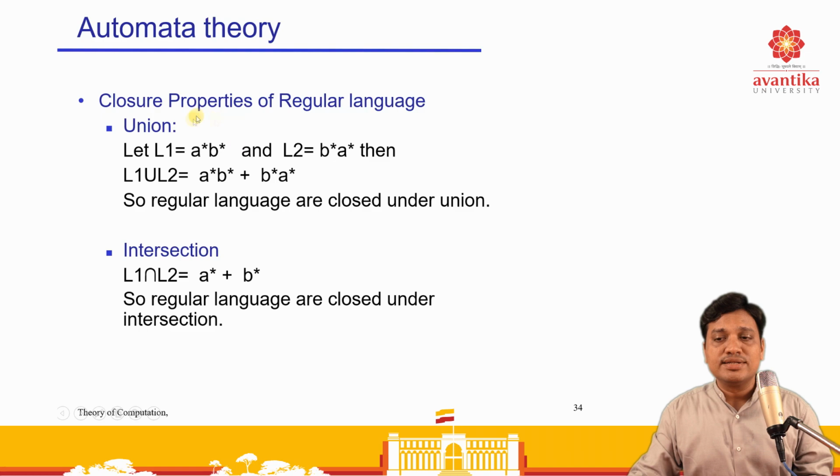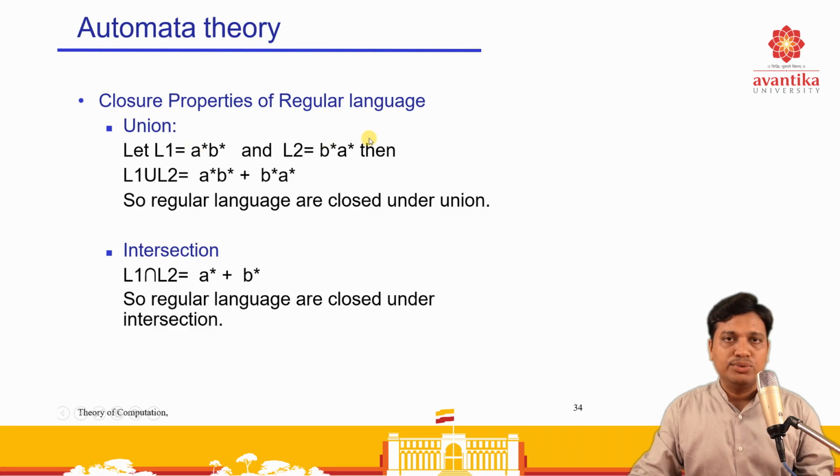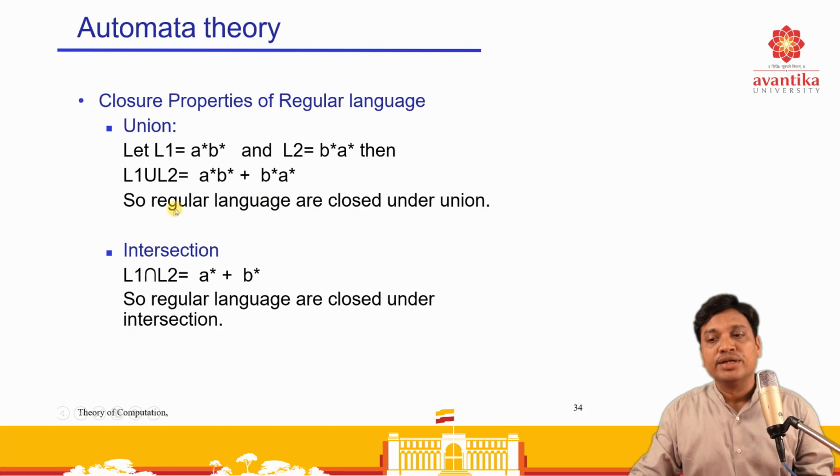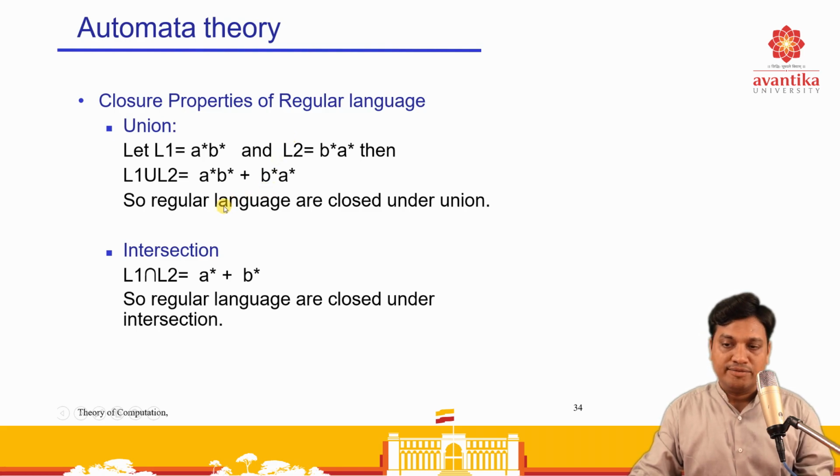So what is the result? L1 union L2 is A star B star plus B star A star. Regular languages are closed under union, because we took two examples, L1 and L2, performed the union, and the result A star B star plus B star A star is also regular. So regular languages are closed under union.